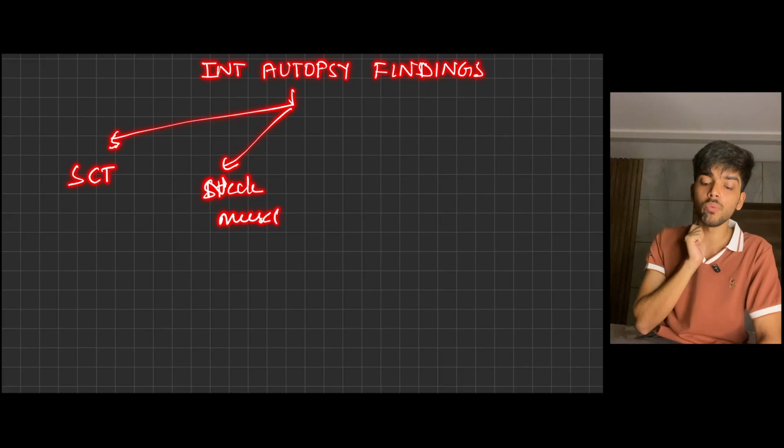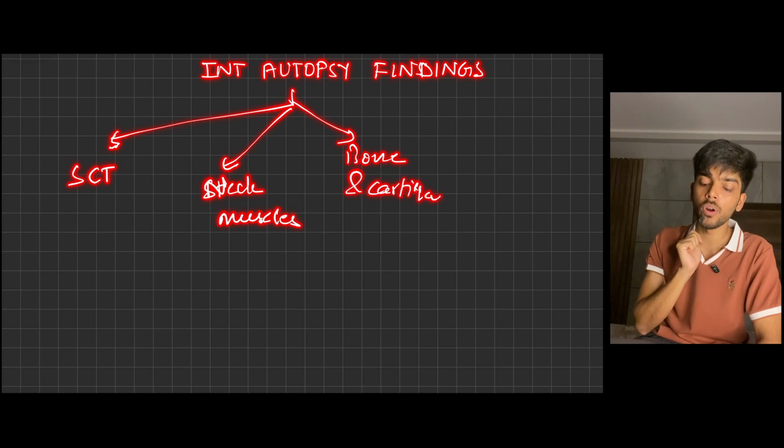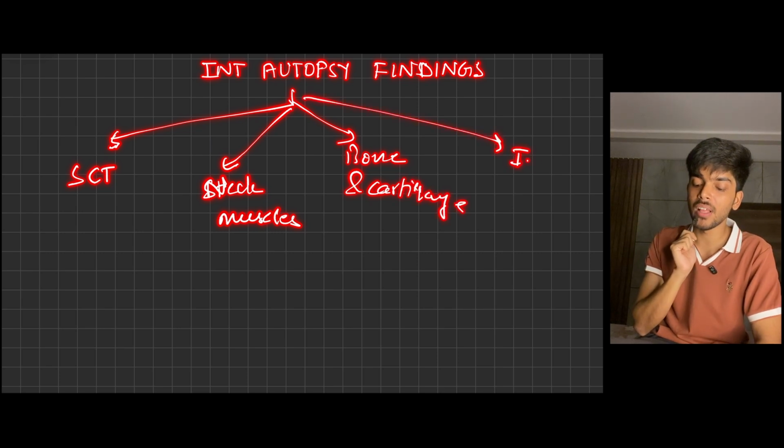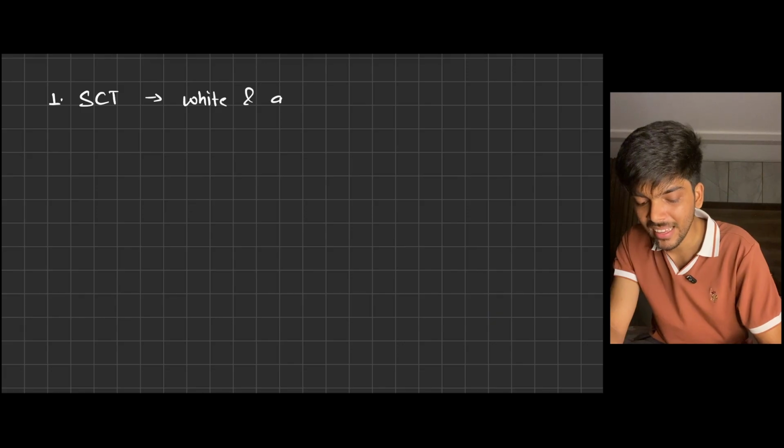Remove the neck muscles, what do you get? You get bones and cartilage of the larynx. Remove the bones and cartilage, what do you get? You get the inside of the larynx. So that's how you analyze it. So the internal finding is first in the subcutaneous tissue. In hanging, the subcutaneous tissue becomes white and glistening.